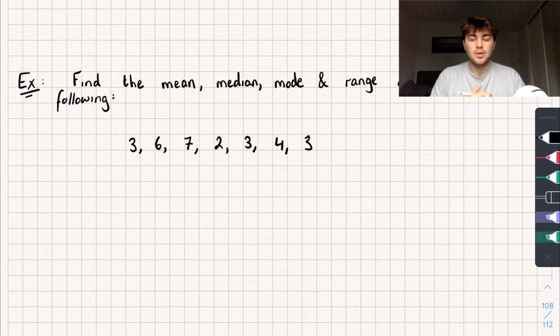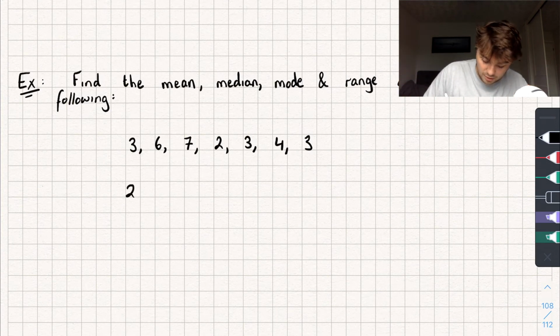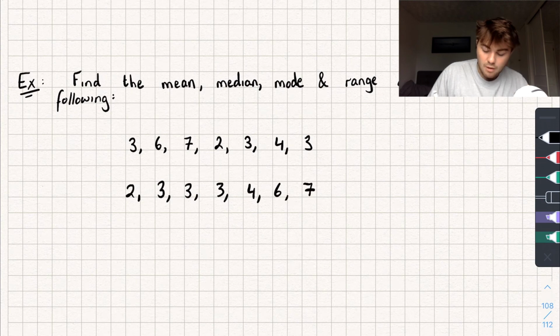If you've been given a data set, that's what we call these numbers, the first thing you're going to want to do is put them into what's called ascending order, so from smallest all the way up to the largest. If I do that, I'll get 2, 3, 3, 3, 4, 6, 7. First step, put your numbers in order of size from smallest to largest.